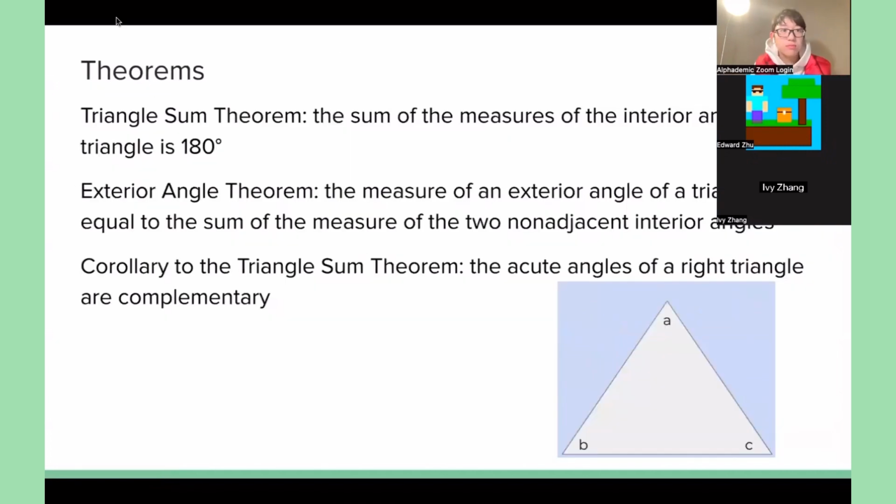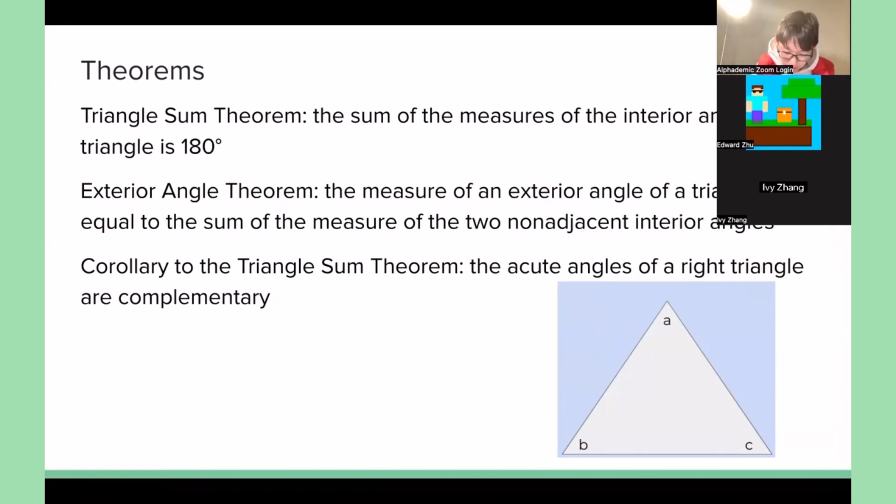Next up, we have some theorems. A few of the theorems we have here are the triangle sum theorem, which means that the sum of the angle measures of the interior angles of a triangle is 180 degrees.